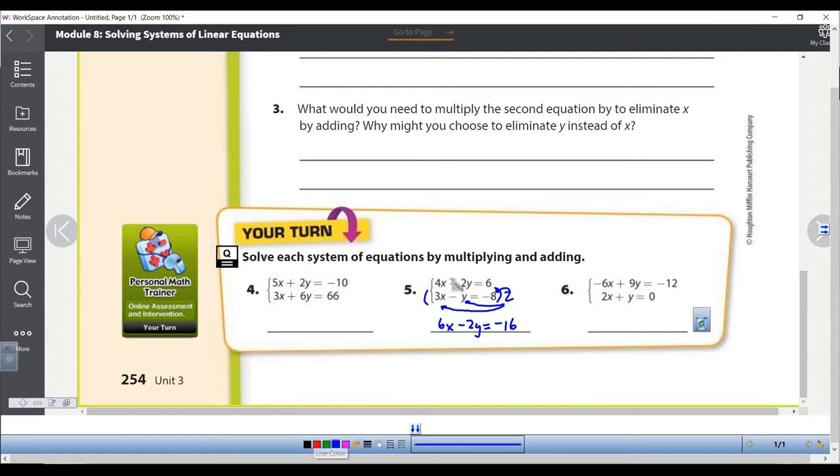All right, and then I'm going to go ahead and rewrite that top equation, because I like to have them right next to each other. I don't like having that space between them.